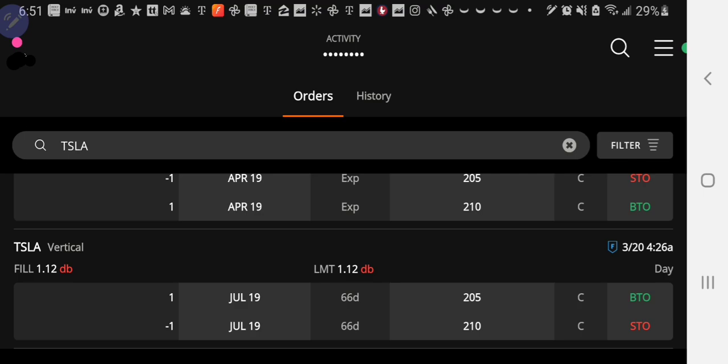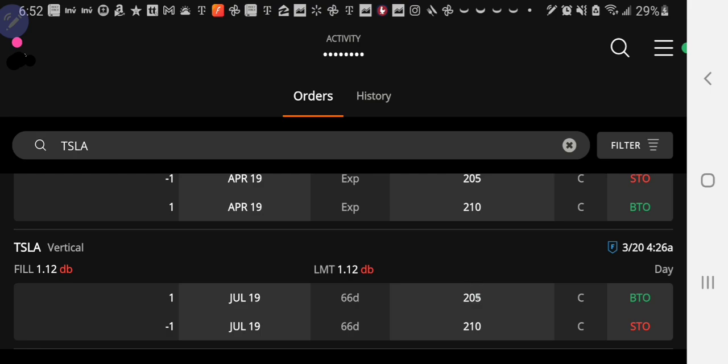Tastytrade is not like a bunch of other brokers that require you to have a certain minimum in your account. For defined risk strategies like these, you just have to have at least the max loss, or if it's a debit trade like this one, this trade is $112 to put on. It's $112 at risk, because it's long optionality, it's long delta. So that's positive, and that's the 205.